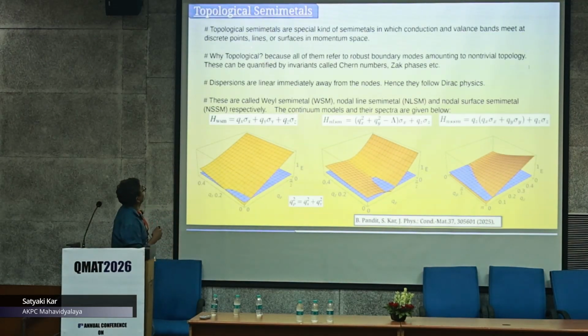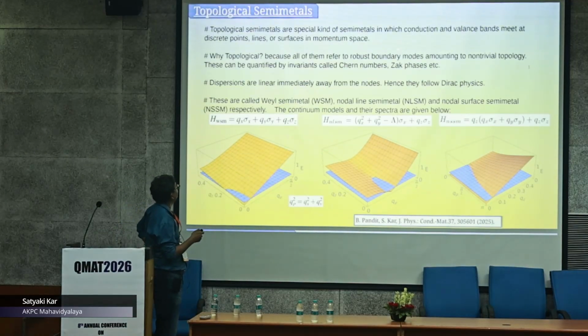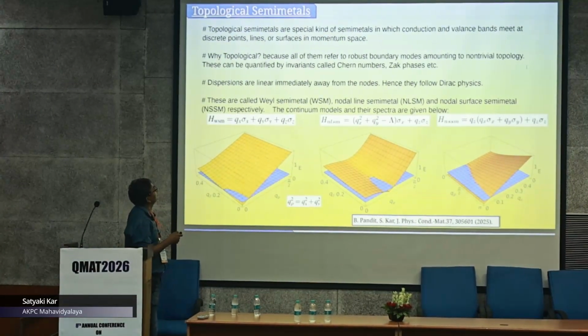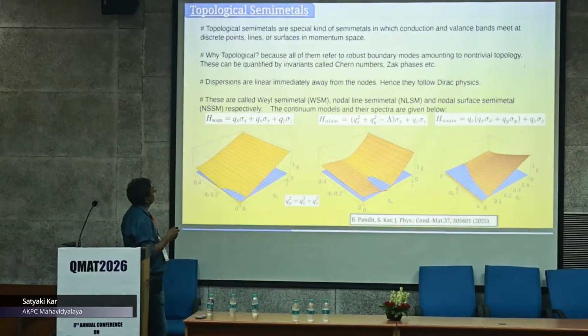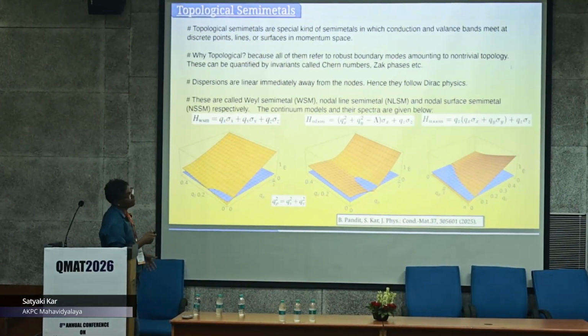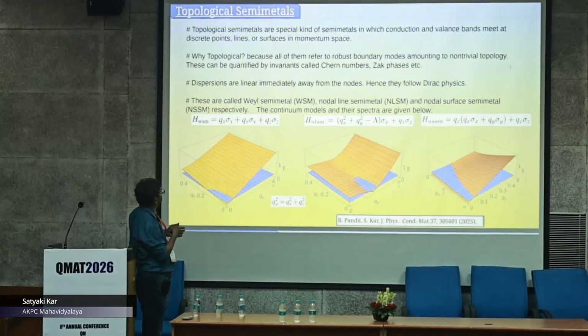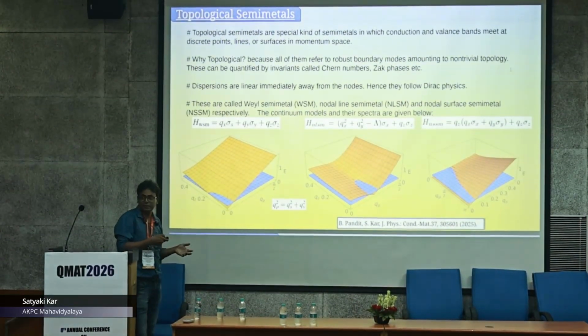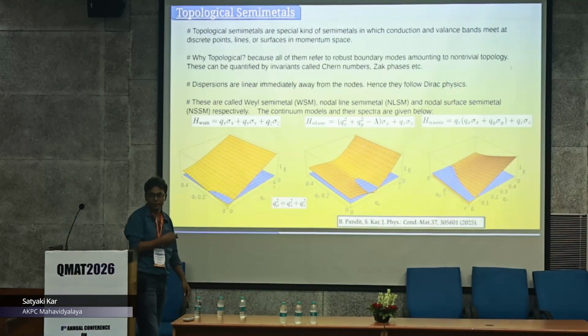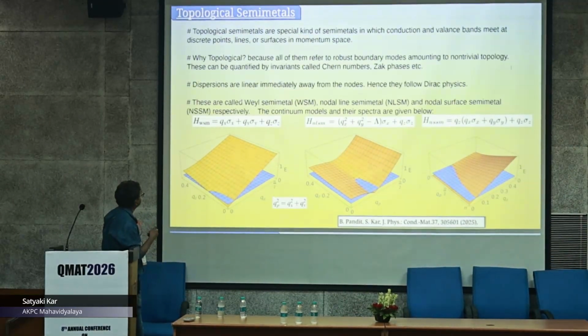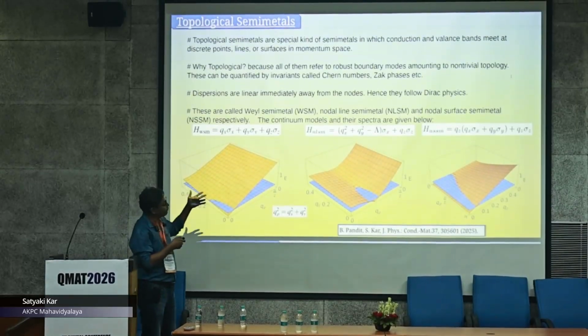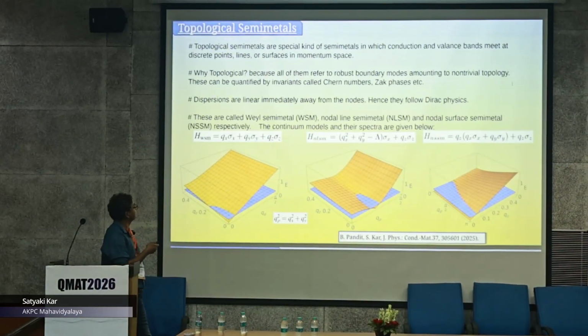So typically we know that the topological semi-metal means that the conduction and the valence band can meet in discrete points, lines or surfaces in momentum space, and depending on that we can have different kinds of topological semi-metals. Topological because they can have some boundary states, boundary modes, and we can calculate some numbers like Chern numbers, Zak phases, etc. in different cases where we can get some non-zero quantized values. The dispersions are generally linear immediately away from the nodes. That's why we use Dirac physics. This is very basic.